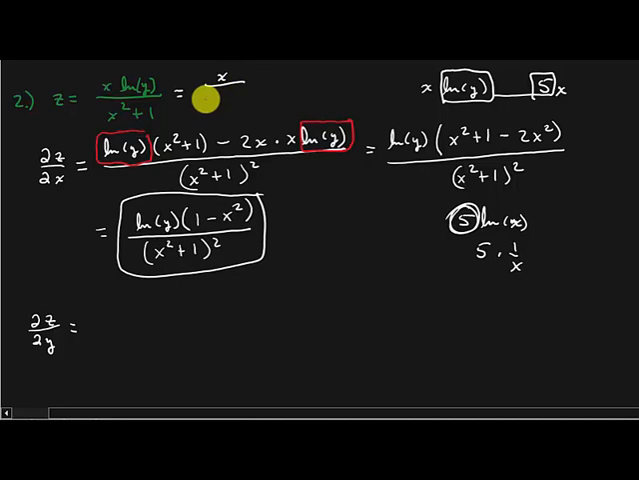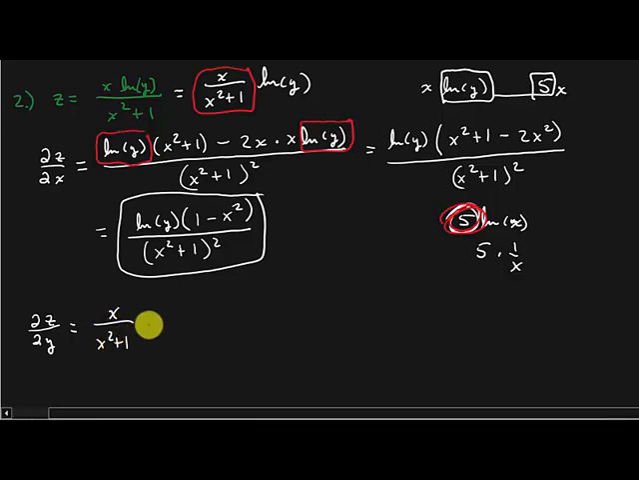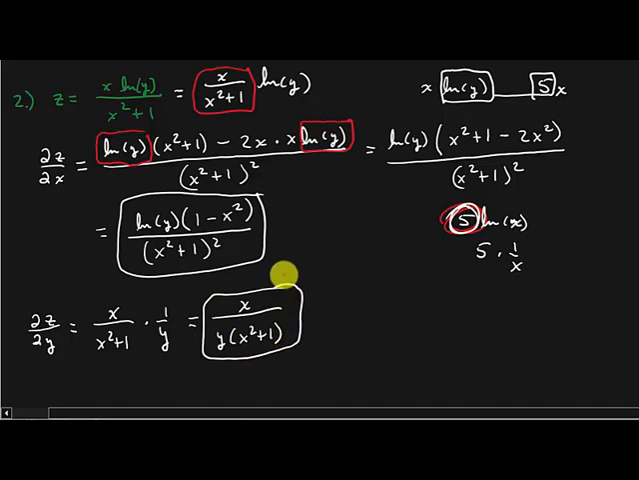Couldn't we write this as x over x squared plus 1 times the natural log of y? You see this right here is like this 5 here. That's a constant. We're taking the partial derivative with respect to y. So all the x terms, we consider those constants. And so this would be x over x squared plus 1 times, and then what's the derivative of natural log y? It's 1 over y. And so this would be x over y times x squared plus 1. And there's your derivative. All right?